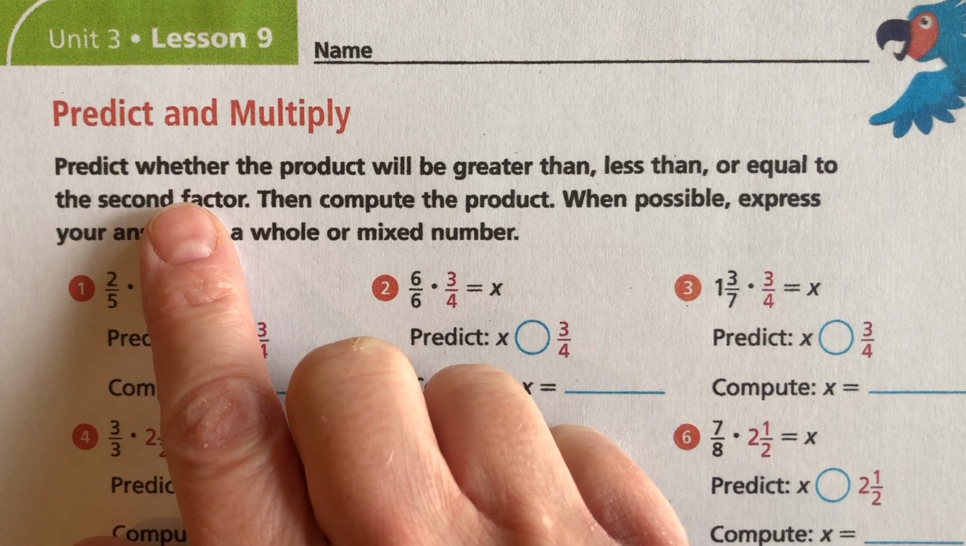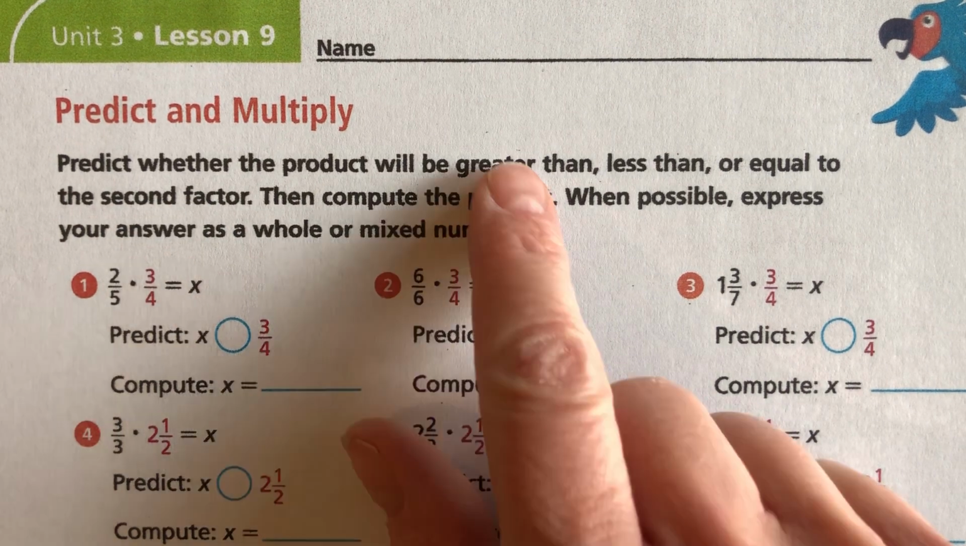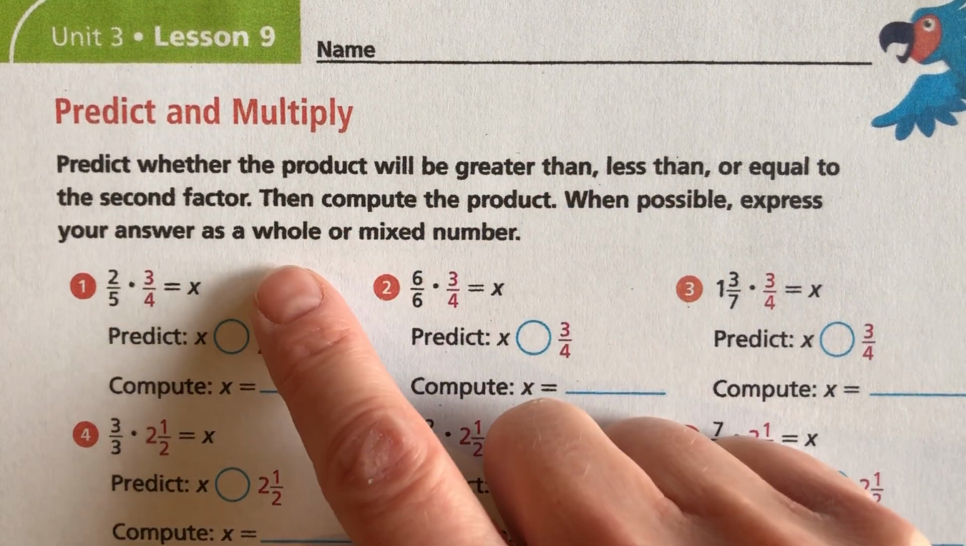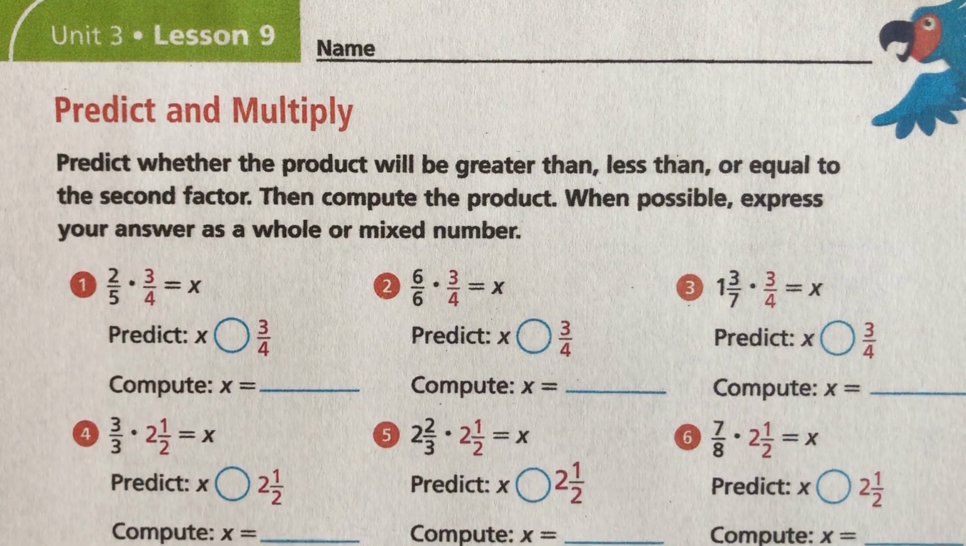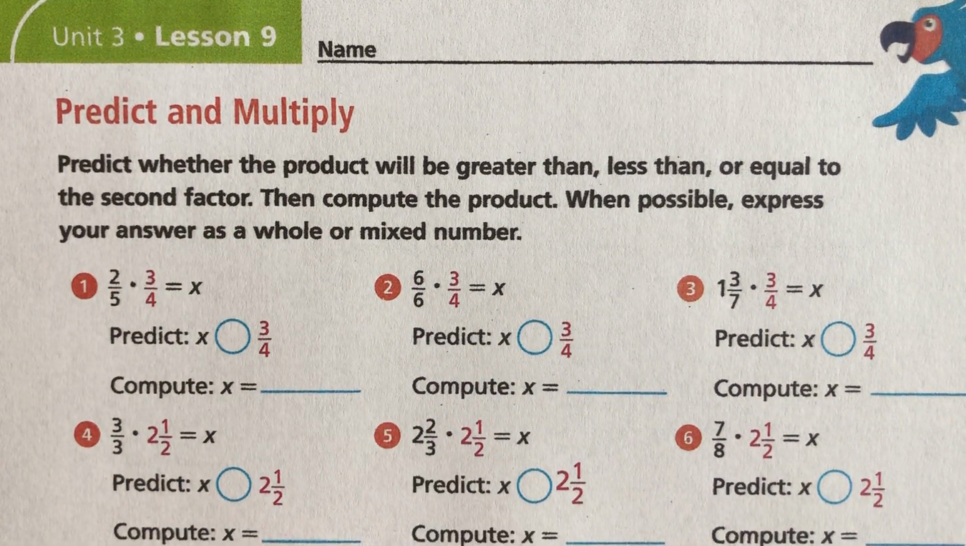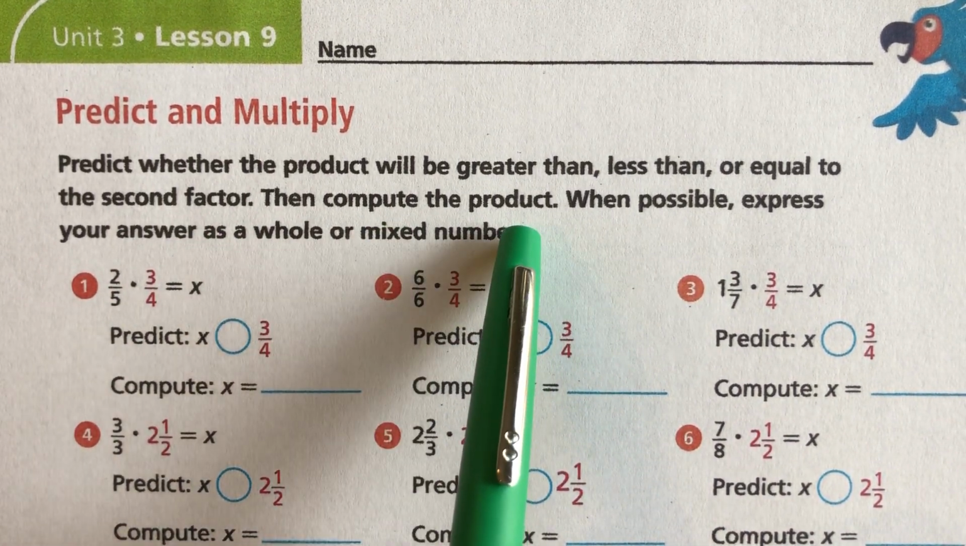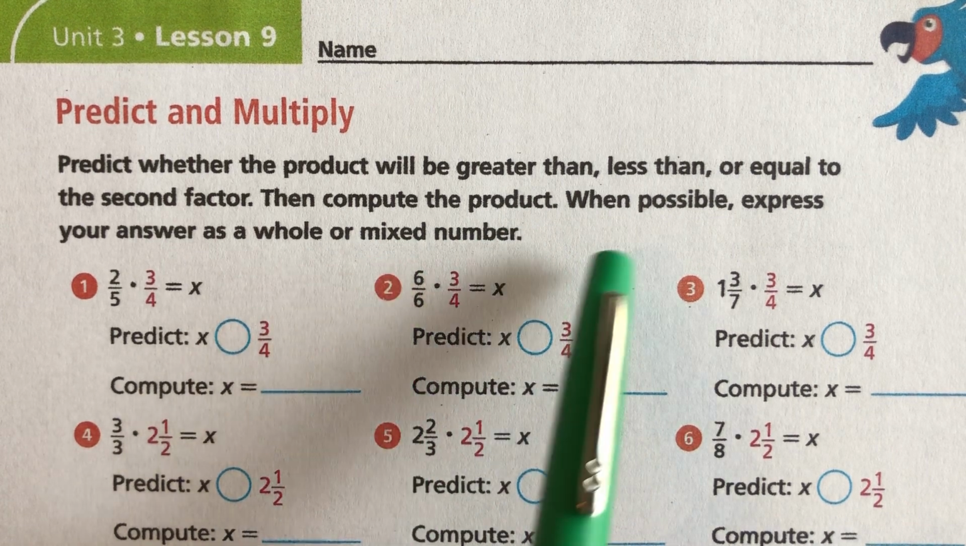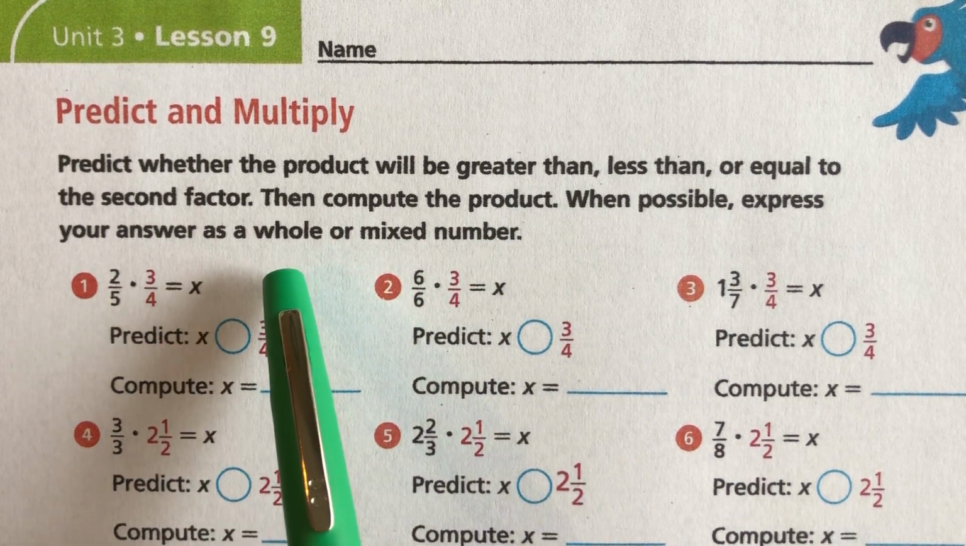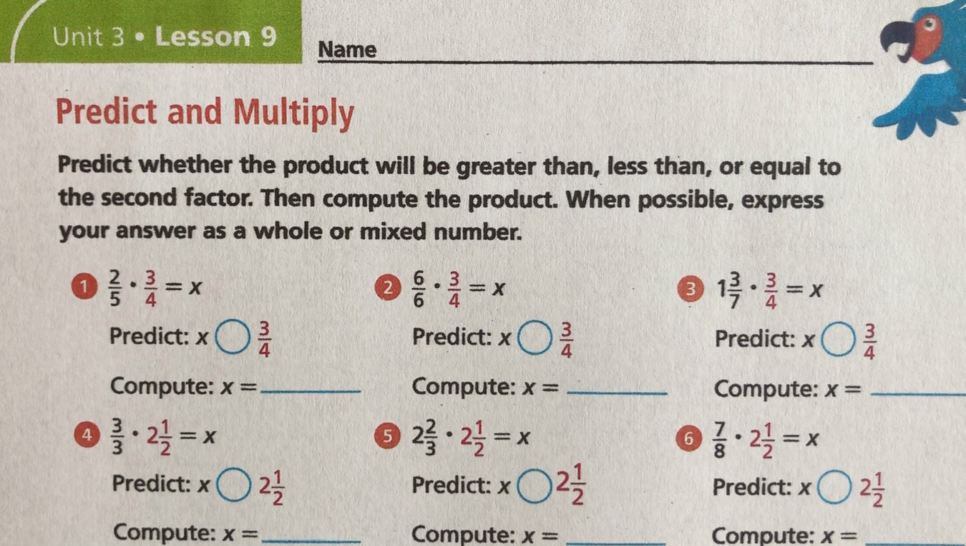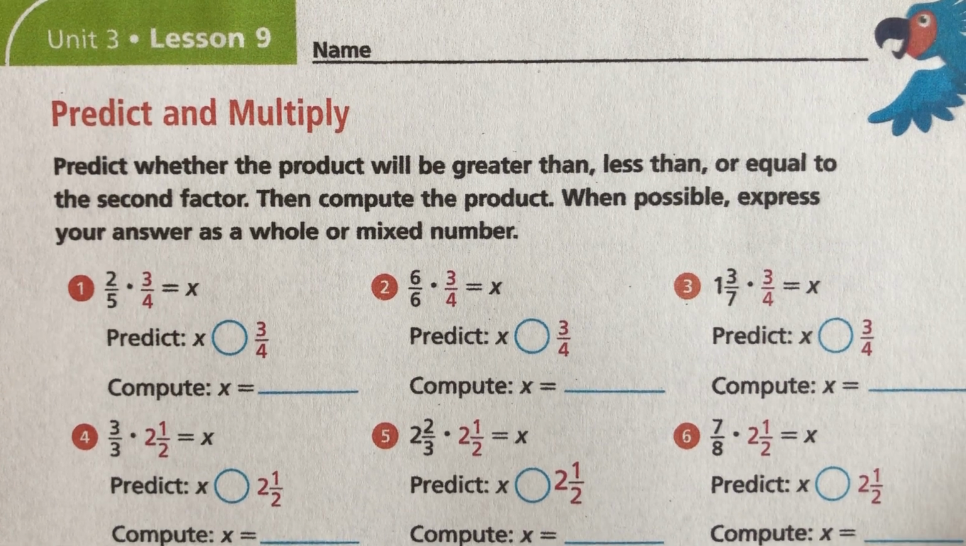So the directions say, predict whether the product will be greater than, less than, or equal to the second factor. And again, remember, factors are just numbers we multiply together. Then compute the product means then actually solve it. When possible, express your answer as a whole or mixed number. So this is just like we would do in our notes packets. We're going to work through these together, and I want you to write what I write and make sure you're not just writing things down, that you're listening all the way through.